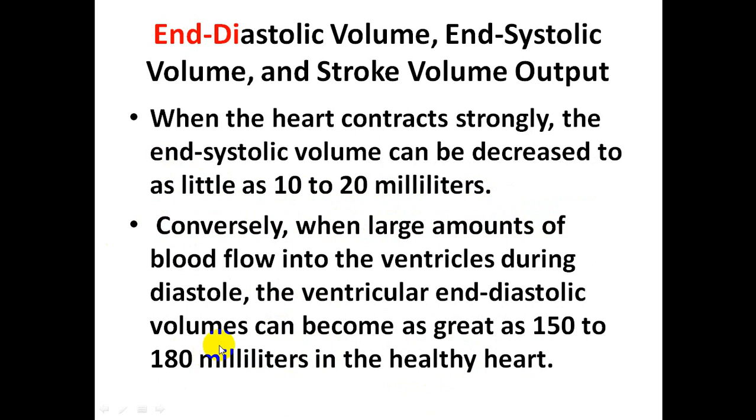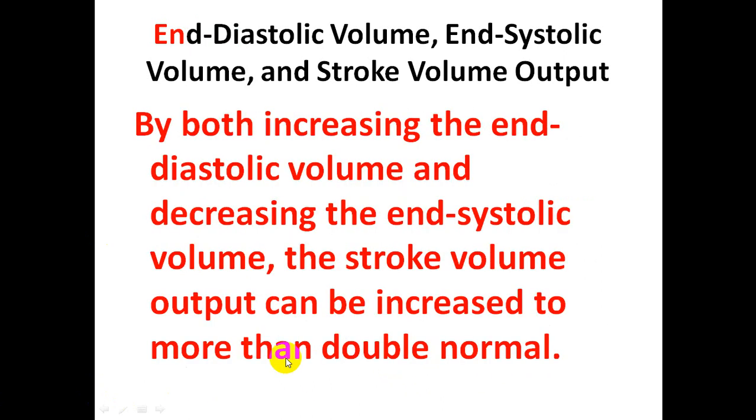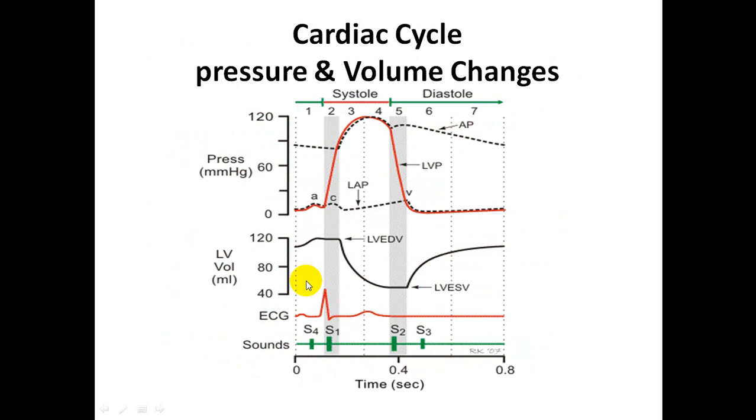Conversely, when a large amount of blood enters the ventricle during diastole, I mean the left ventricular end diastolic volume is too much, it might reach 150, even 200. The ventricular end diastolic volume can become as great as 150 or 180 in the healthy heart without symptoms. So by both increasing the end diastolic volume and decreasing the end systolic volume, the stroke volume output can be increased to more than double normal. Please, we will return to the graph, as we said.